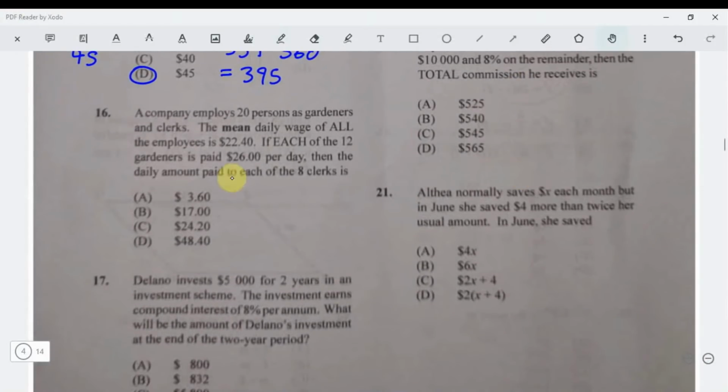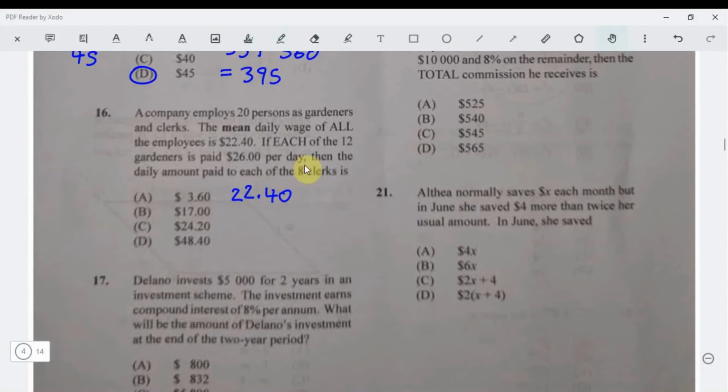Question 16. A company employs 20 persons as gardeners and clerks. The mean daily wage of all the employees is $22.40. If each of the 12 gardeners is paid $26 per day, then the daily amount paid to the 8 clerks is... So the mean daily wage is 22.4, right? That's the mean daily wage.